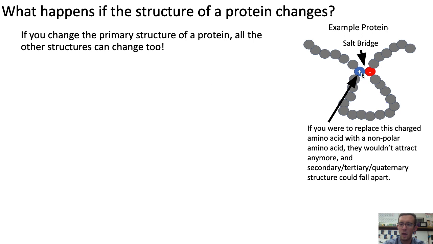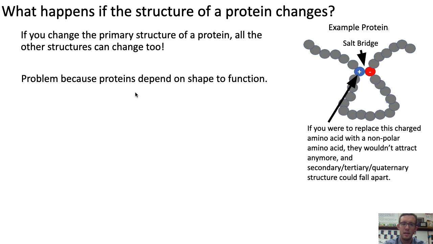Now, if you were to swap out one charged amino acid with, for instance, a nonpolar amino acid, then all of a sudden the amino acid strand wouldn't be able to hold together. It would stop attracting to each other. The protein could unravel. And this is a problem because proteins depend on their shape to function.